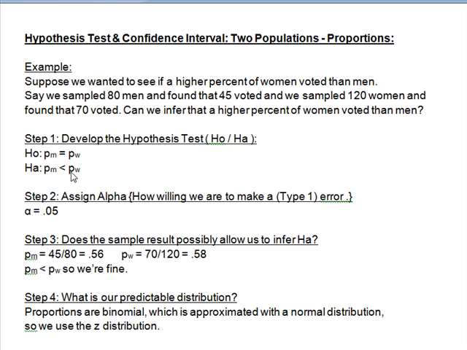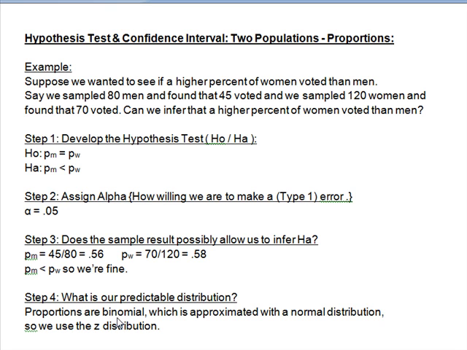Is the proportion of women greater than the proportion of men? Well, the proportion of men is 45 over 80, which is 56%. Proportion of women is 70 over 120, which is 58%. So it is possible to infer that the higher percent of women voted than men. These are pretty close, so most likely we won't be able to infer it, but we could possibly infer it.